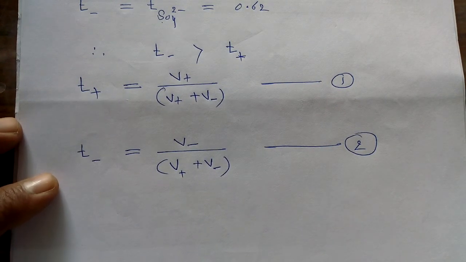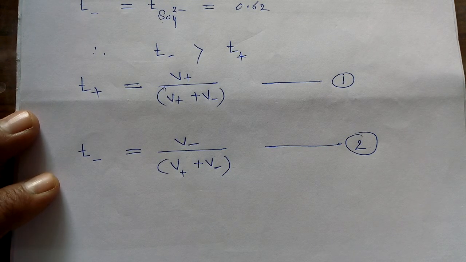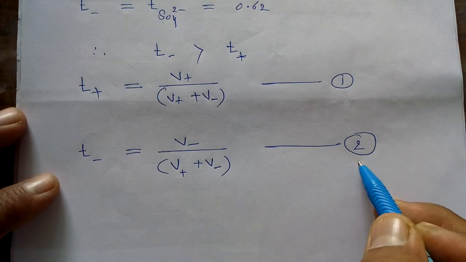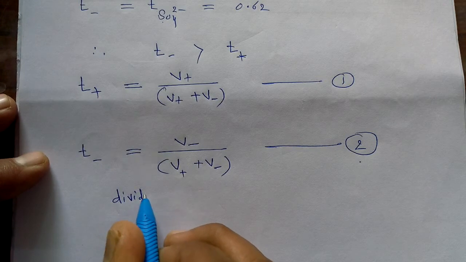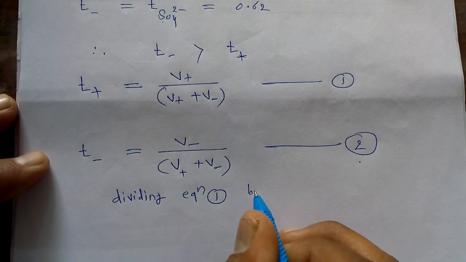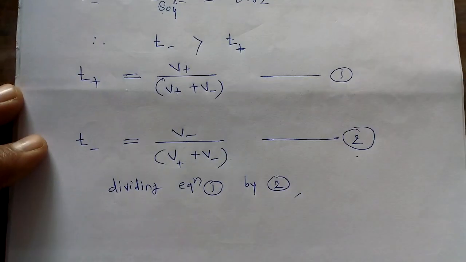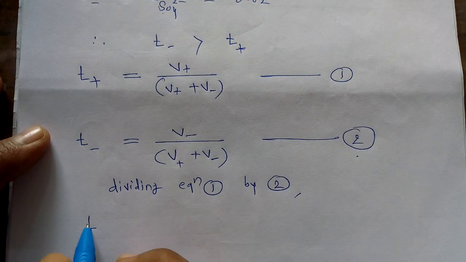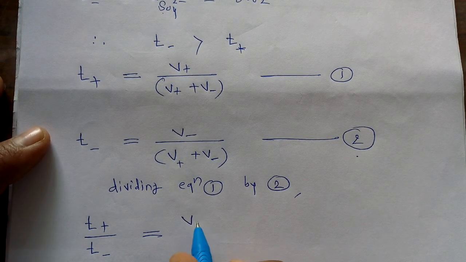Now if we divide equation number one by equation number two, we get t plus divided by t minus is equal to v plus divided by v minus.